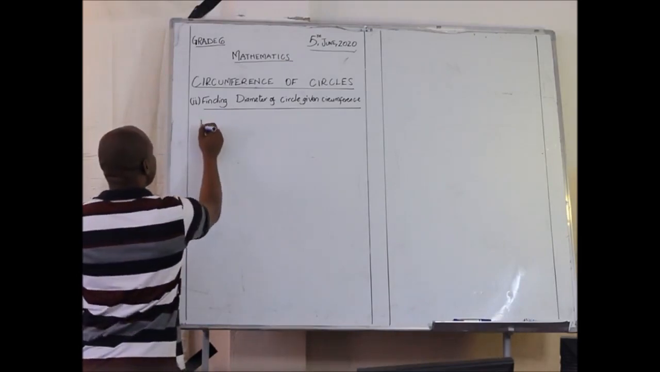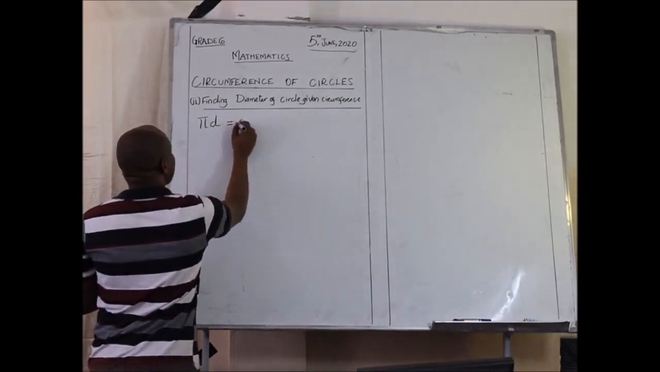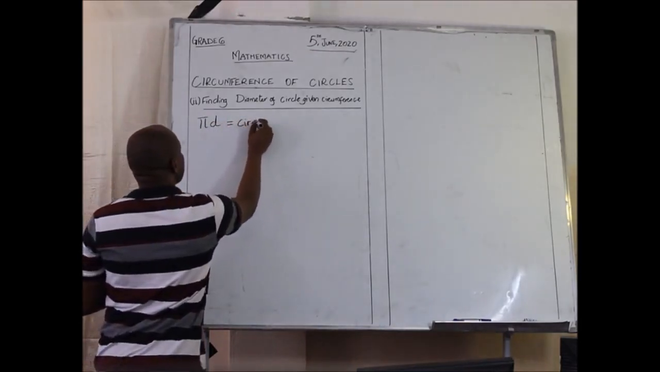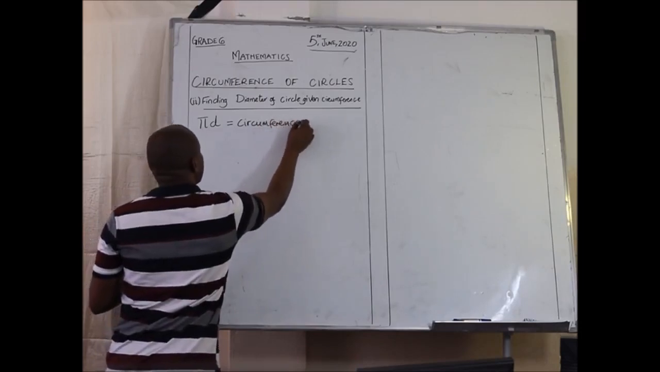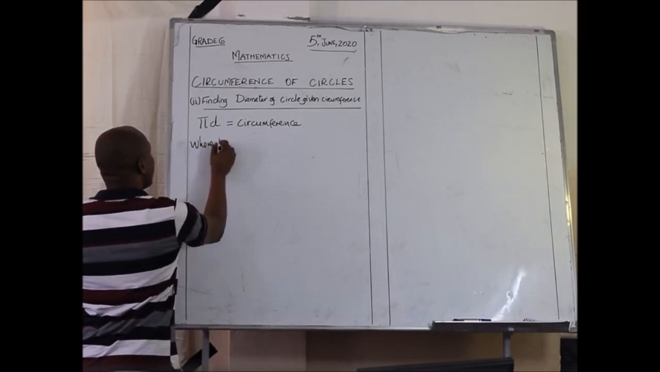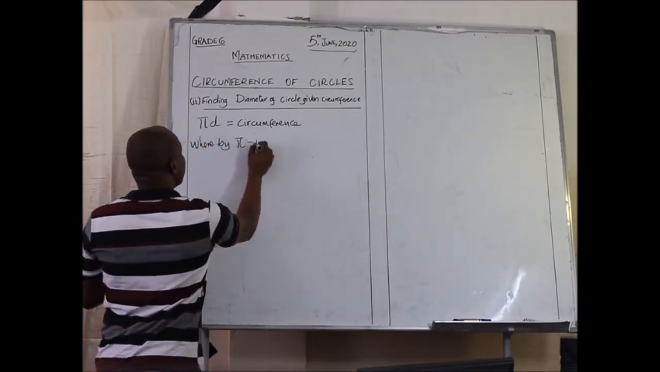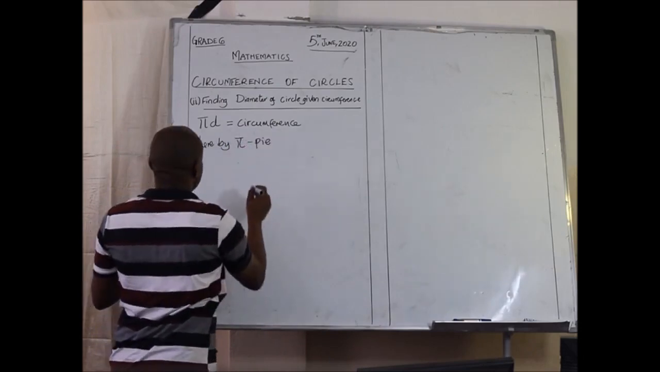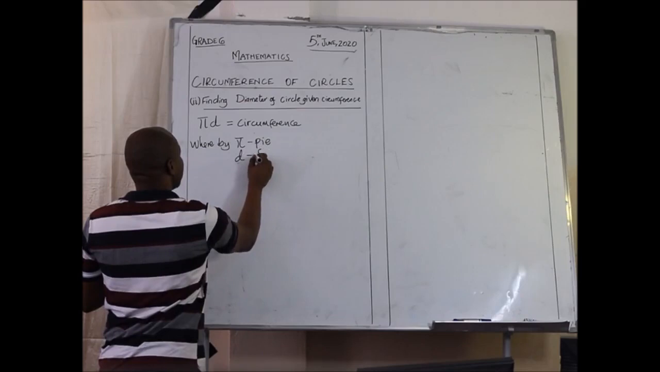Pi d equals circumference, whereby the symbol pi and d represents diameter.